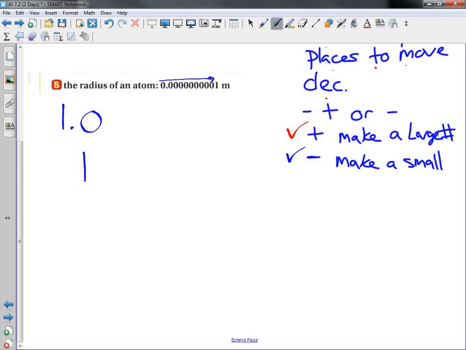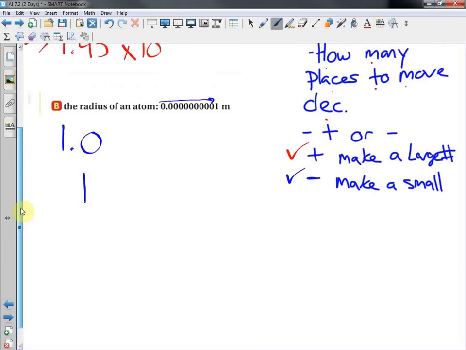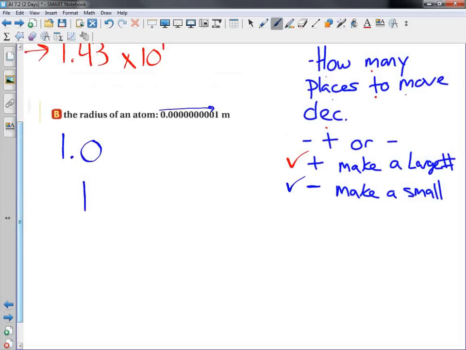Okay. But now we need to count how many places to move the decimal. Let me move back up. How many places to move the decimal, right? That's this one right here. Well, we started off here. Our a value, we moved the decimal there, so we need to count. 1, 2, 3, 4, 5, 6, 7, 8, 9, 10. 10 spaces. And we're dealing with small numbers, so it needs to be negative 10. All right, and that's it.